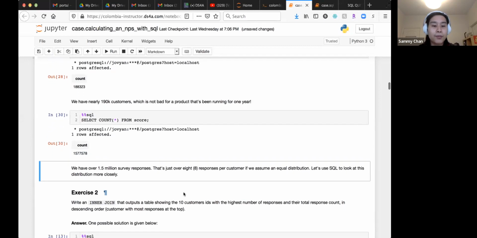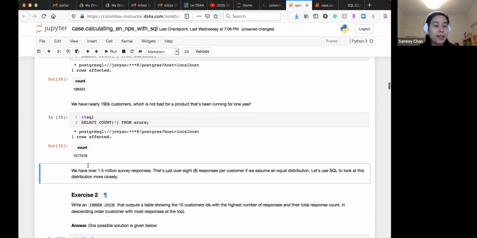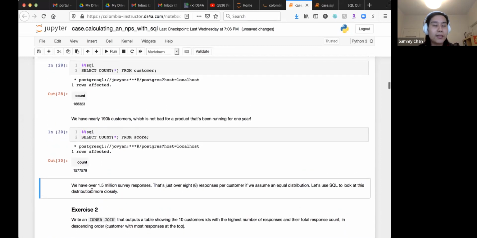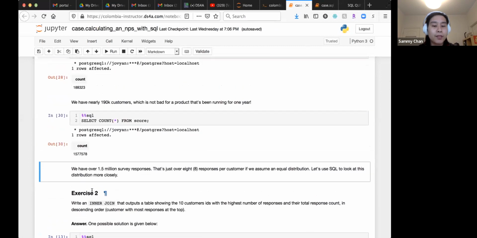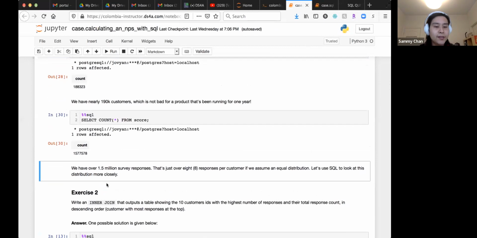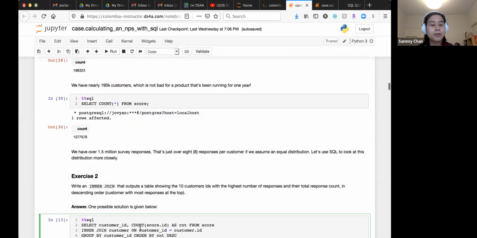So let's look at it more closely. For exercise 2, we were asked to write an inner join that outputs a table showing the 10 customers with the highest number of responses and how many responses there were, right?